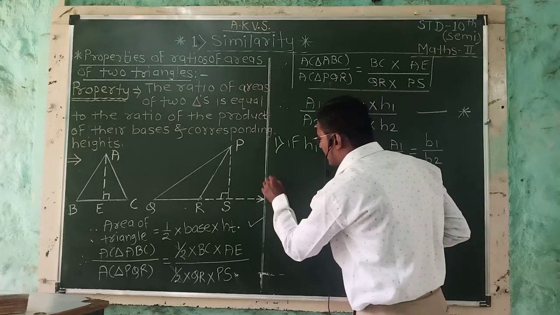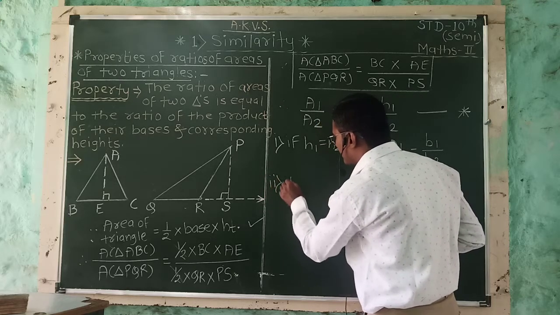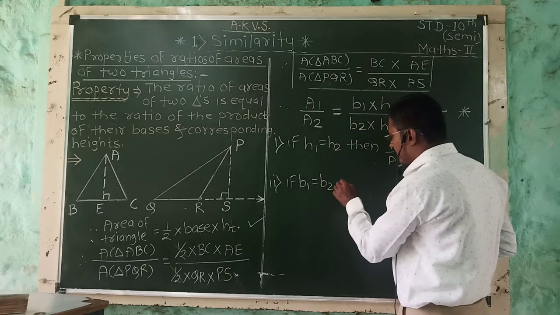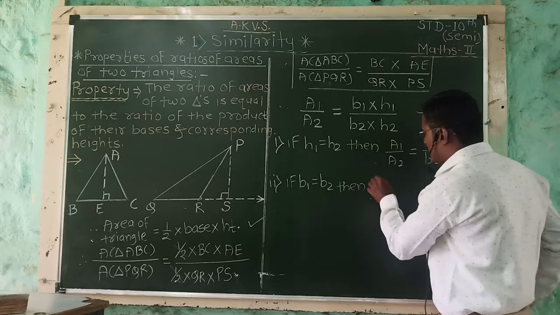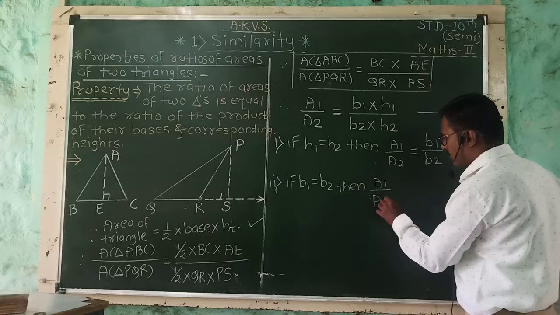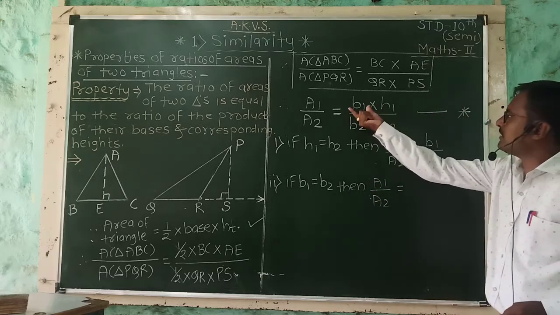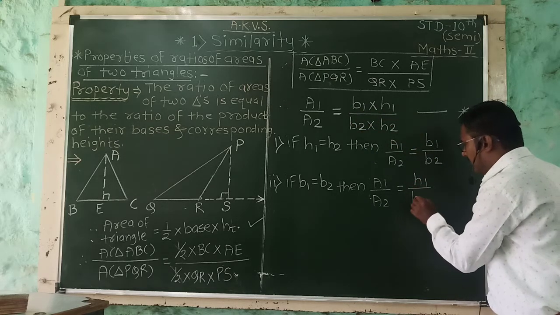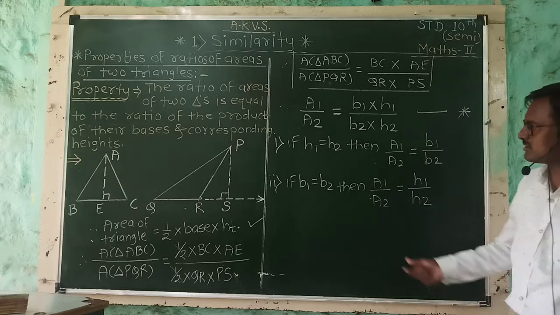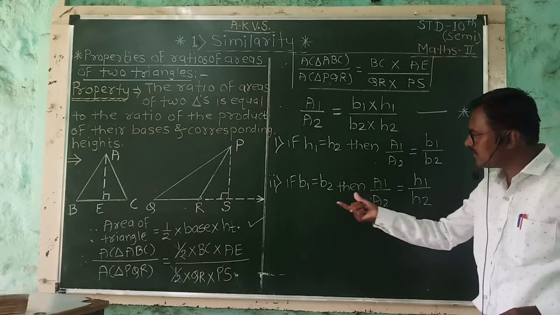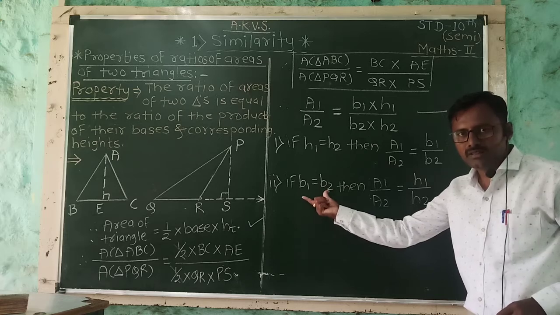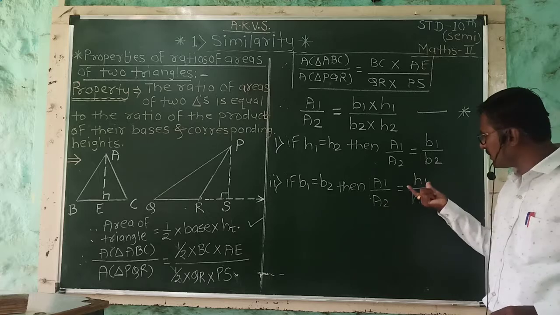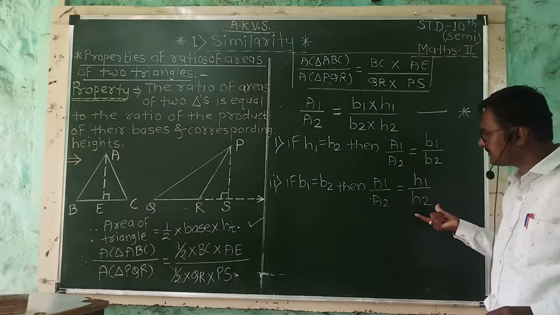Second corollary: if B1 is equal to B2, then B1 and B2 get cancelled and the remaining terms are H1 by H2. Your statement will be: if the base is equal, then the ratio of areas of two triangles is equal to the ratio of their corresponding heights.